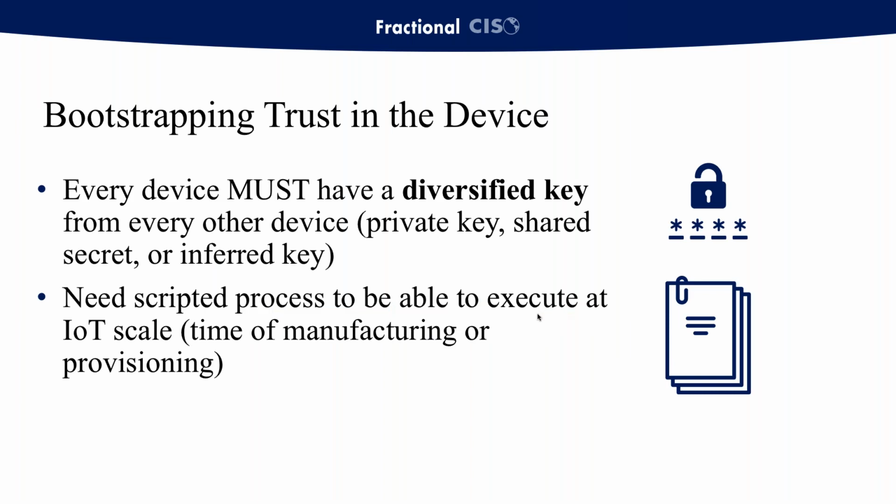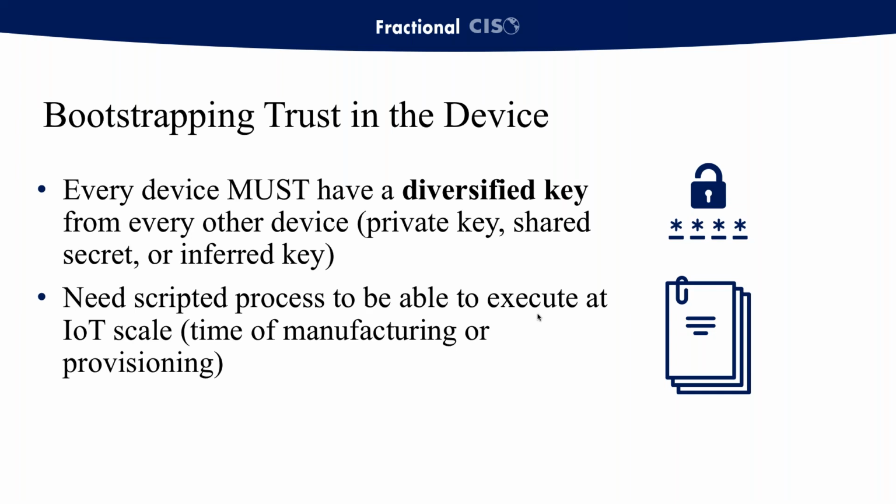All right, so in terms of bootstrapping trust in a device, meaning when we are creating a new device or we're using a new device, what are the things we have to make sure that we do? Every device must have a diversified key. So that key either needs to be a private key, a shared secret, or an inferred key, right? Whatever the key is, it needs to be unique to that device. And you really need a scripted process that you can execute at IoT scale. And that would be at the time of manufacturing or the time of provisioning.